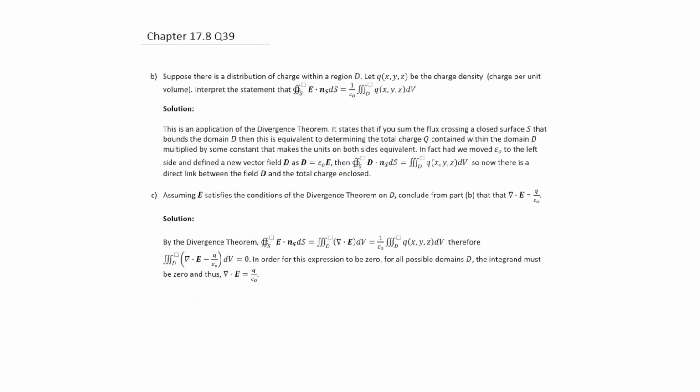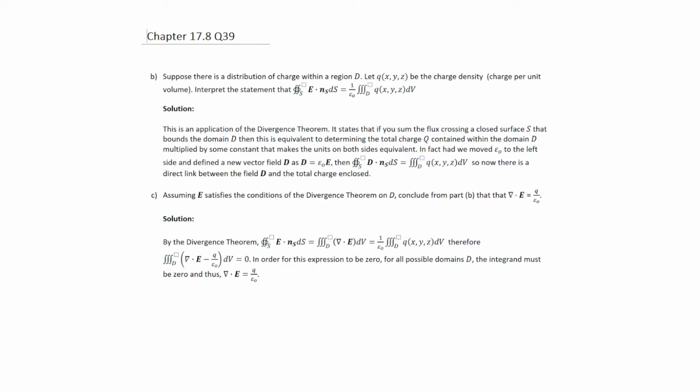Okay, part B. Suppose there is a distribution of charge within region D. Let q(x, y, z) be the charge density, units being charge per unit volume. Interpret the statement that the closed surface integral of E dot n dS is 1 over epsilon naught times the integral of q(x, y, z) dV over the volume enclosed by the surface. All right, so the solution is just an application of the divergence theorem.